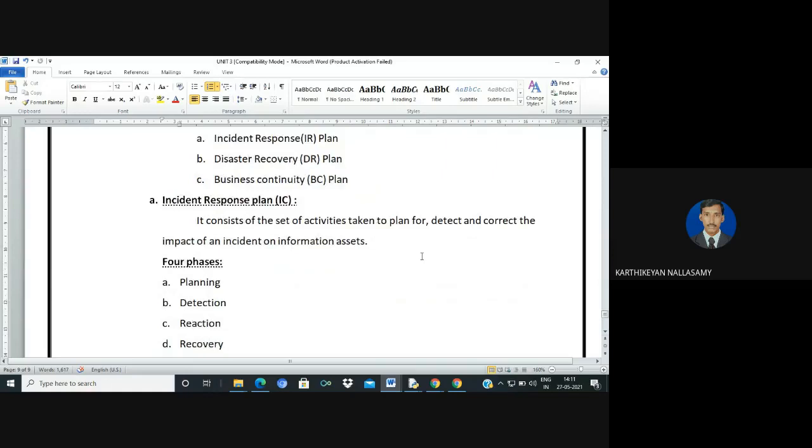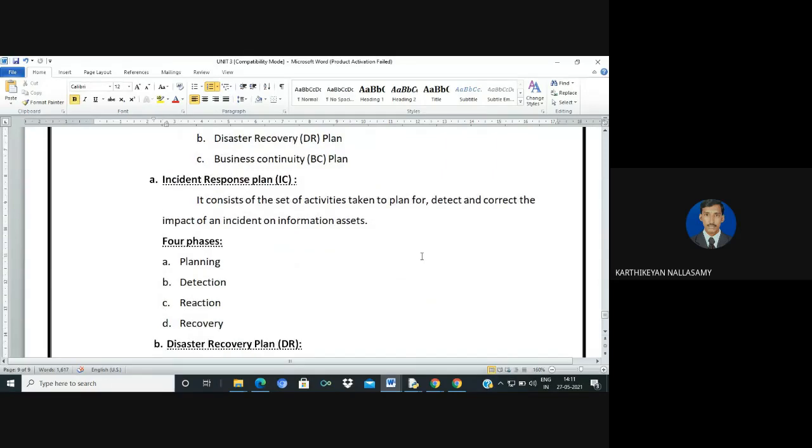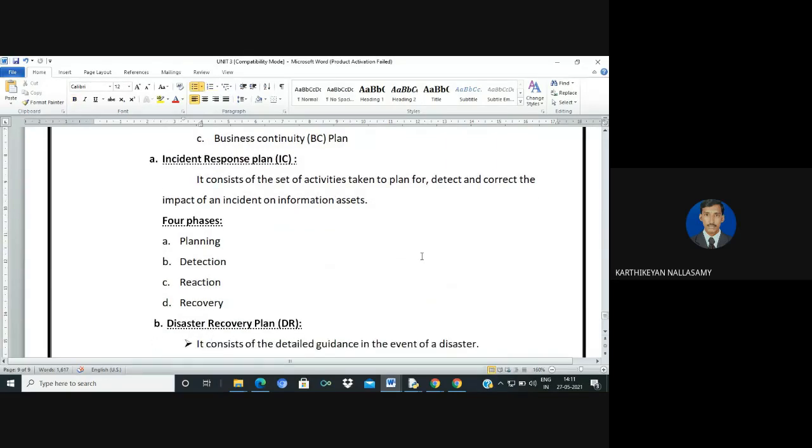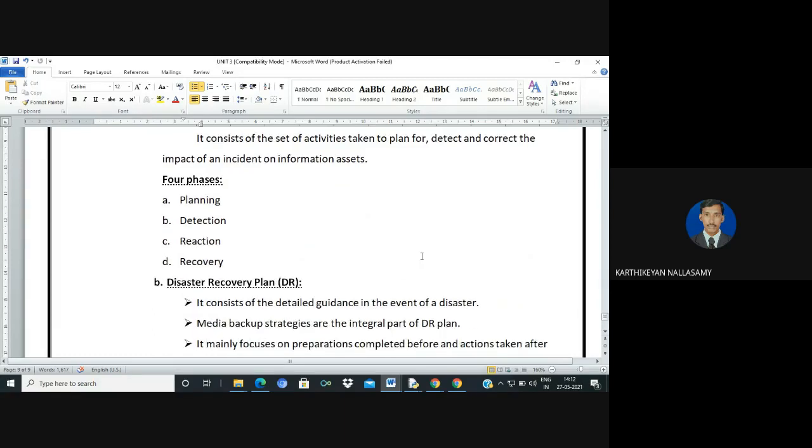For that, we follow the steps of planning, reduction, reaction and recovery. First, to plan it, and for controlling the risk, we plan some kind of activities in order to control. Second, we are going to detect whether there is any vulnerability, and do some action against this vulnerability, and recover from the actions of those vulnerabilities.